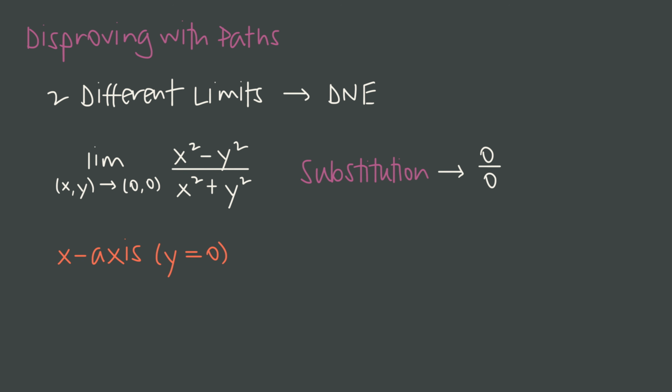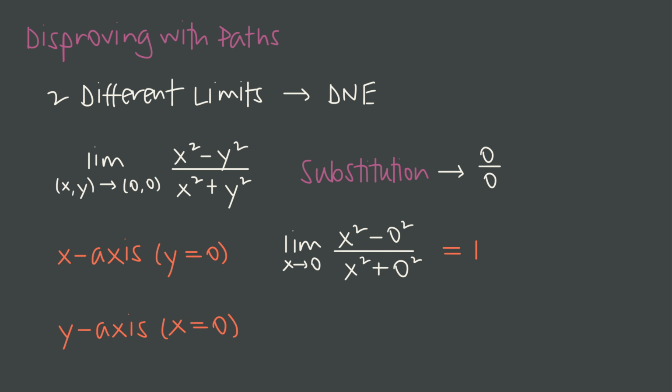If we plug that into our limit problem, we substitute 0 for every value of y. Because we're holding y constant at 0, that part of our limit drops away, and we're just taking the limit as x goes to 0. So we have the limit as x goes to 0 of x squared minus 0 squared over x squared plus 0 squared. Because the zeros drop away, we're left with x squared over x squared, which simplifies to 1.